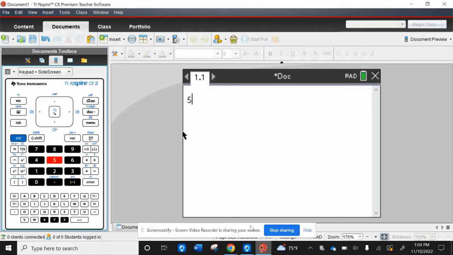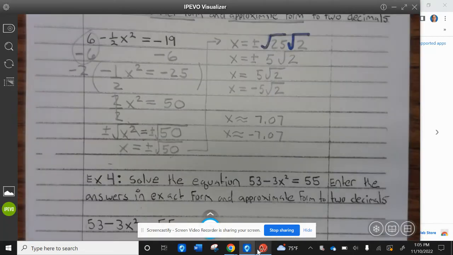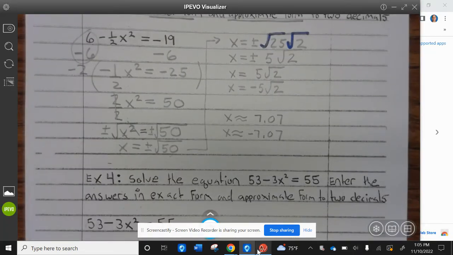So 5 times the square root of 2 and negative 5 times the square root of 2. So x is approximately 7.07 and negative 7.07. Okay. Go ahead and finish up example 3.